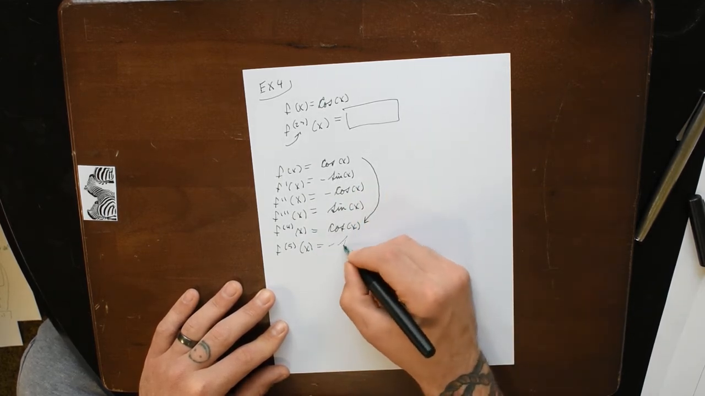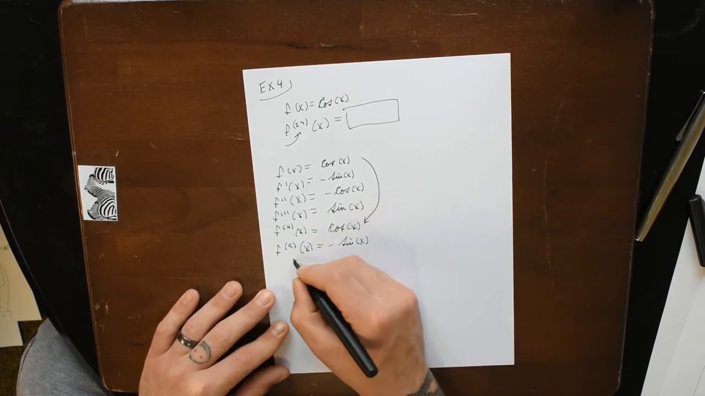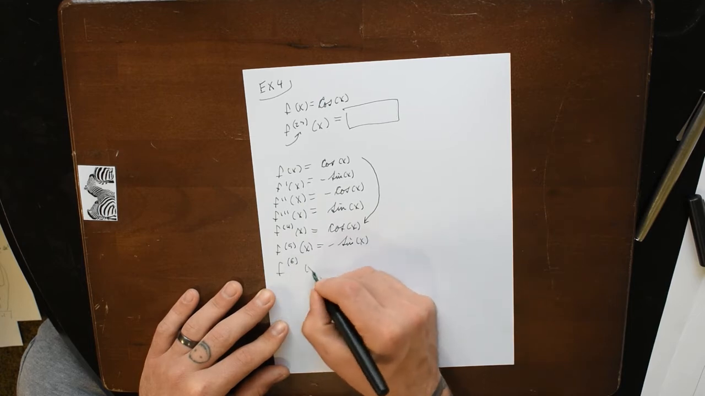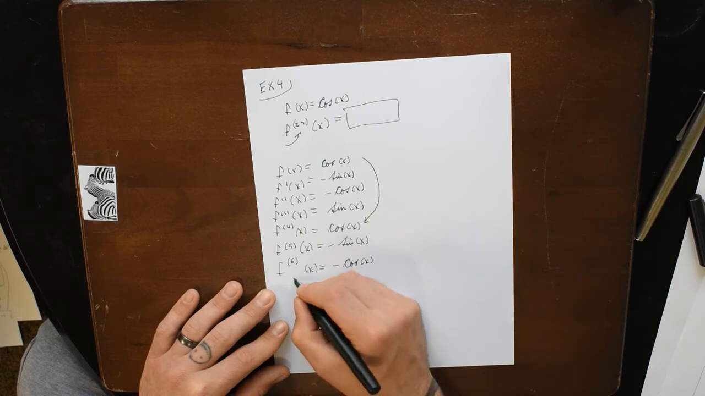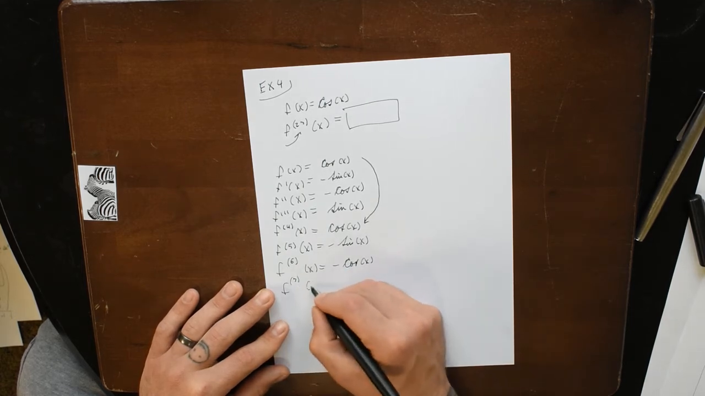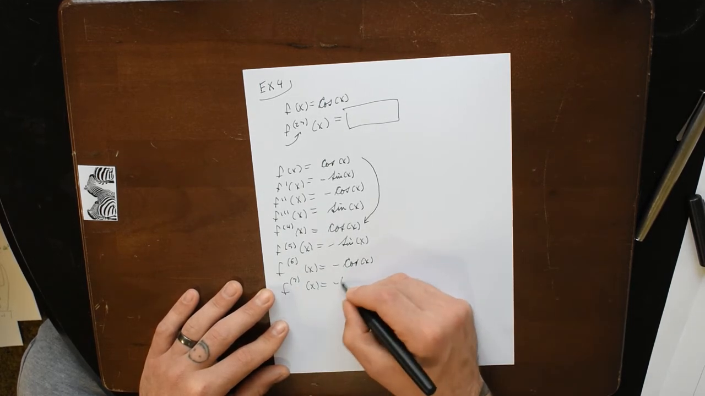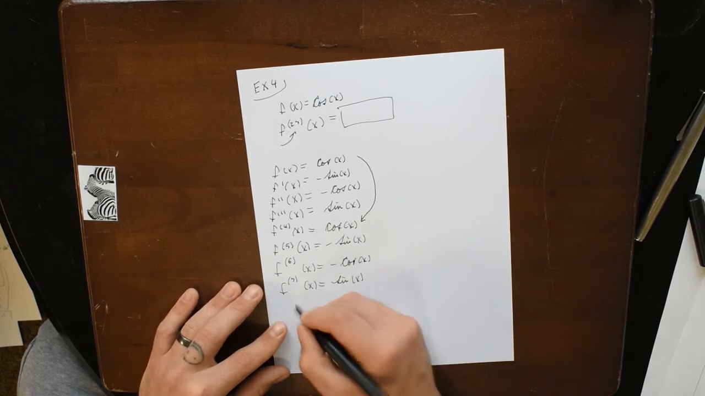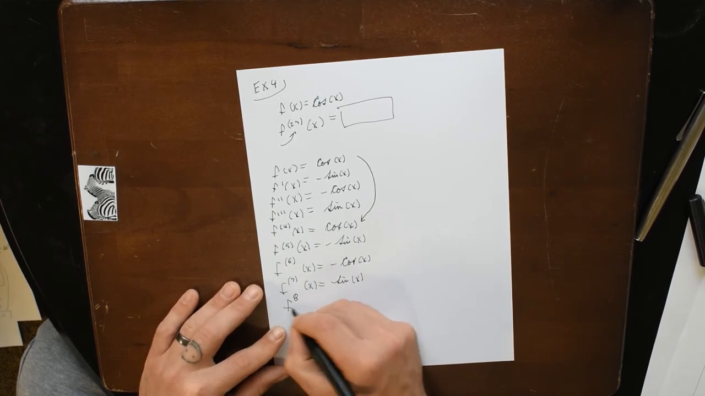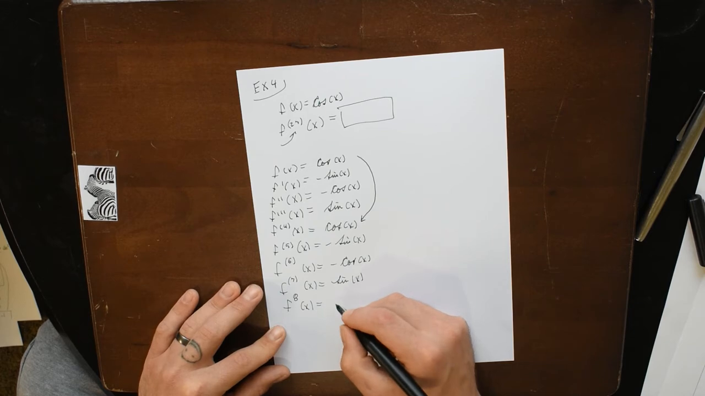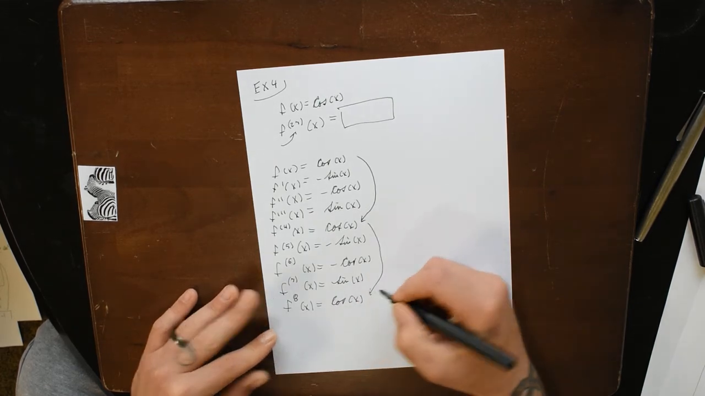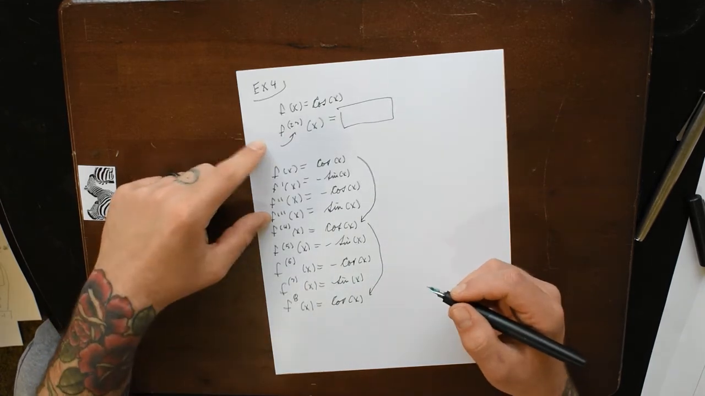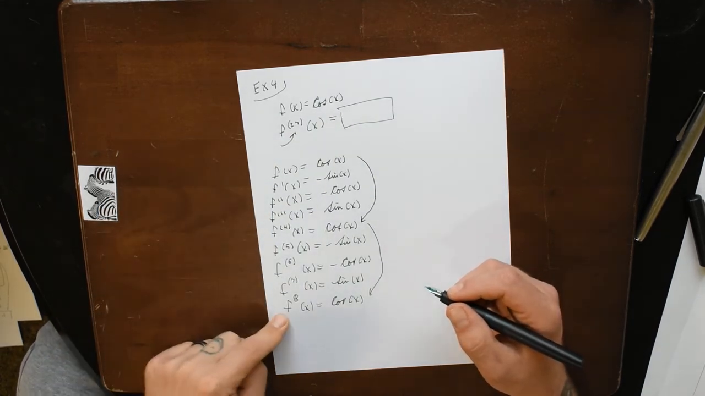Well, the fifth derivative is going to double back. It's going to be a negative sine of x. The sixth derivative is going to be a negative cosine of x. The seventh derivative is going to be a positive sine of x. And the eighth derivative is going to be equal to a cosine of x. And we're going to repeat. Well, awesome. It seems like every group of four derivatives we get back to where we started.